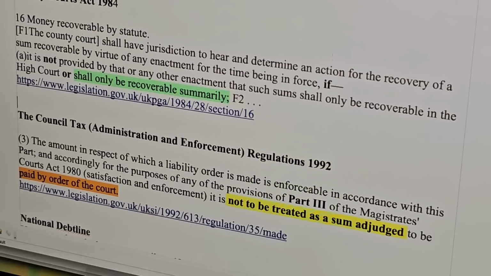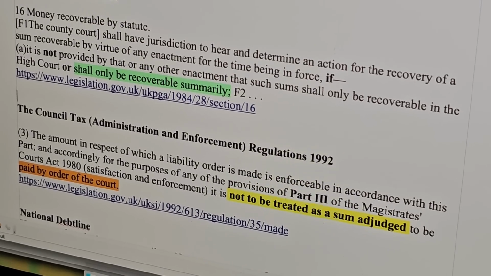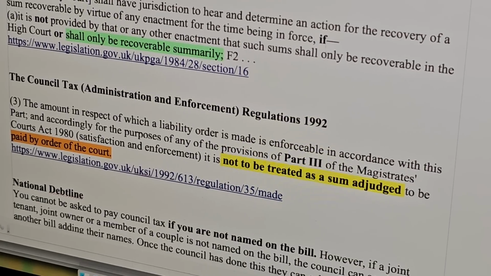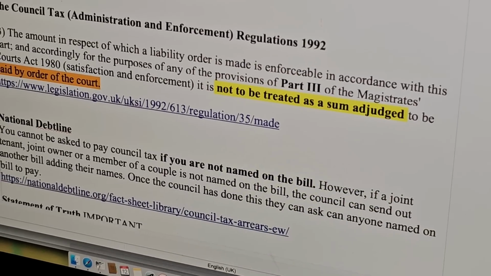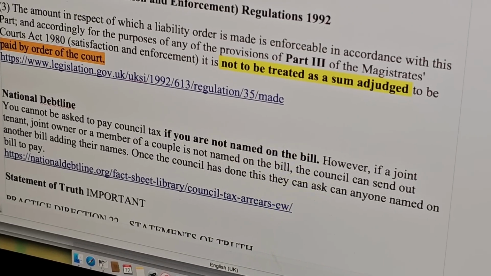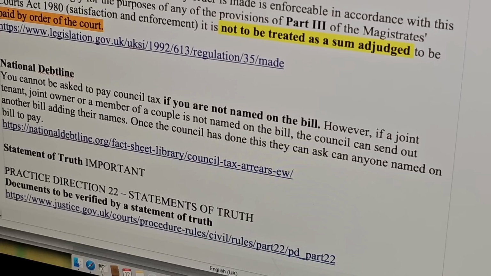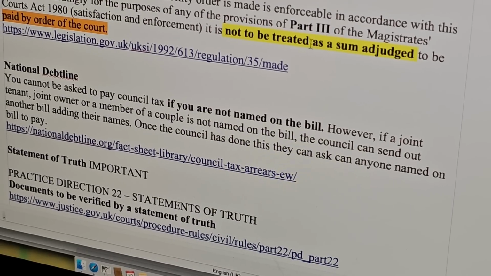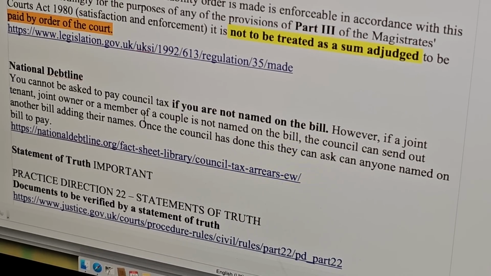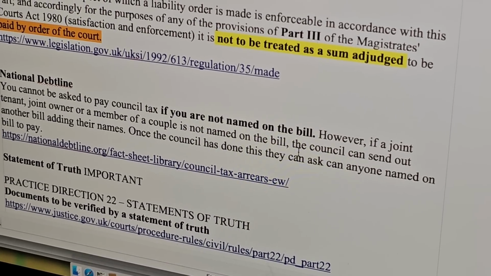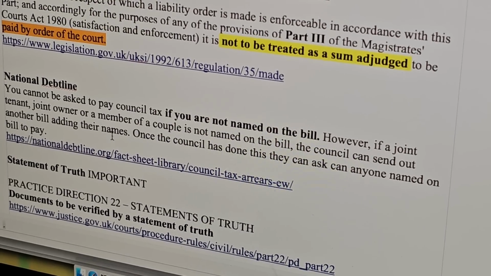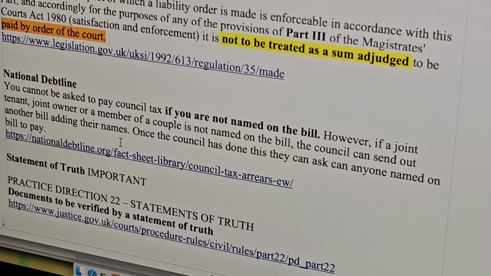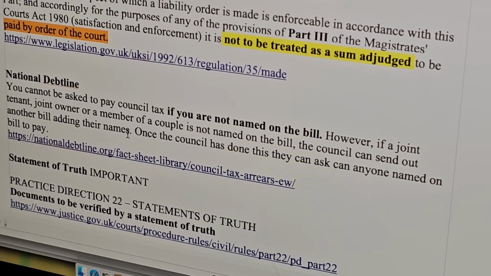And is there anything else that you want? It was just basically telling you about the National Debtline. Says that you cannot be asked to pay council tax if you're not named on the bill. I wasn't named on the bill. Right. However, if a joint tenant or joint owner or member of a couple is not named on the bill, the council can send out another bill, adding their names. Only if they've got the names. Once the council's done this, they can ask anyone named on the bill to pay. I wasn't on the bill.